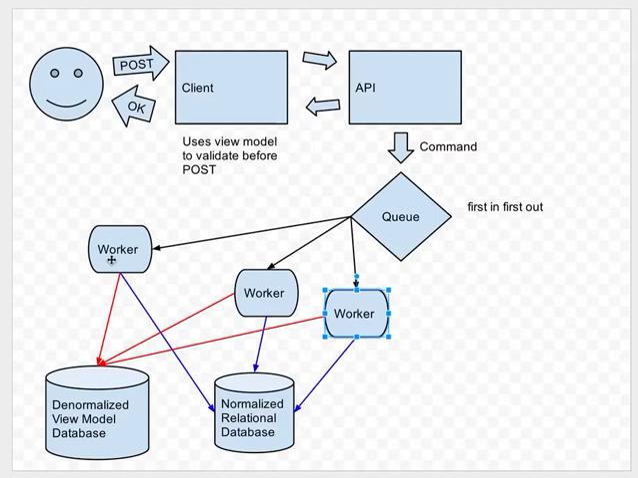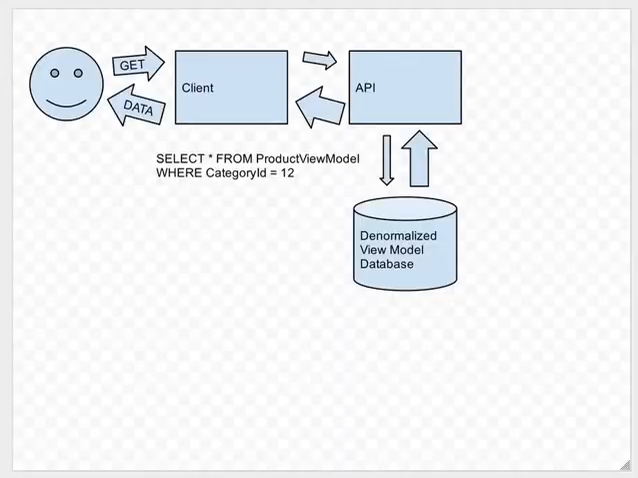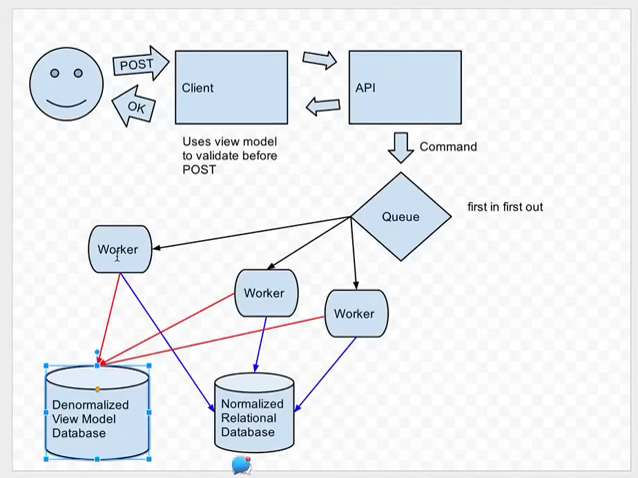The command handler would be responsible for doing all of the business logic, putting the data into the normalized database, the relational database, which is typically what we use. But then after it's done with that, it could then put a copy of the data into the denormalized view model database, which is what we talked about back in the query side. So as a result of the worker doing its work, we are updating the denormalized database also at the same time, or at least one after the other.